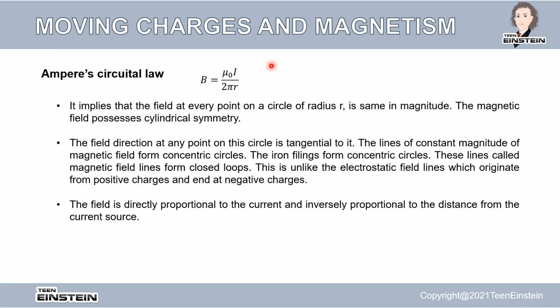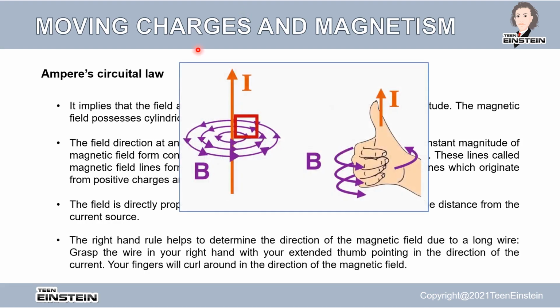Magnitude of the magnetic field. But now let's see what happens to the direction. So the right hand rule helps to determine the direction of the magnetic field due to the long wire. Grasp the wire in your right hand with your extended thumb pointing in the direction of the current. Your fingers will curl around in the direction of the magnetic field.